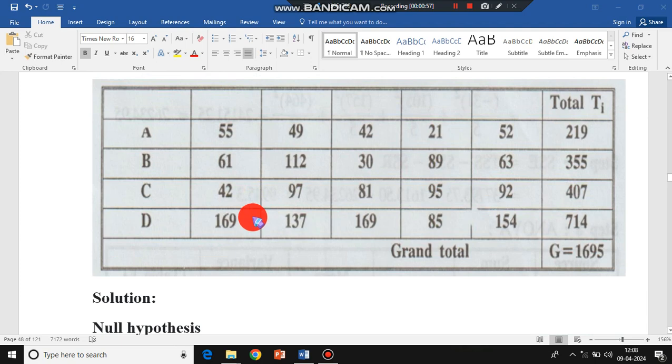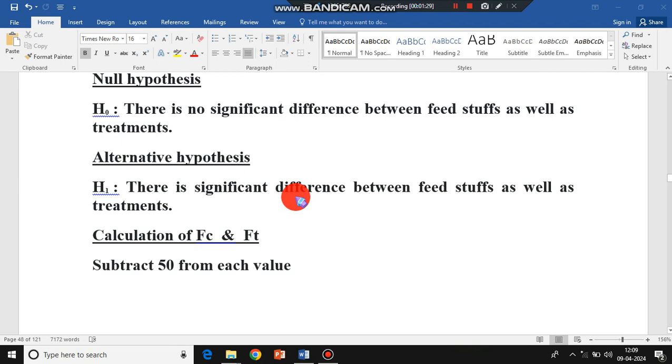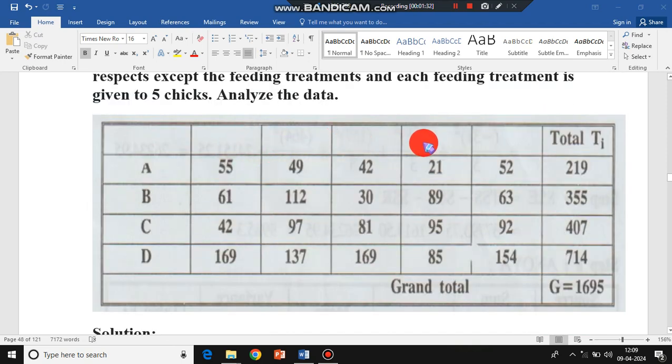So subtract 50 from all these entries, don't take this total, all these entries you have to subtract 50 from, and you will get this matrix. Don't take the total. Now this is the reduced matrix. Now our aim is to take the variable of the treatment as x1, x2, x3, x4, x5, and these feed stuffs as y1, y2, y3, y4.